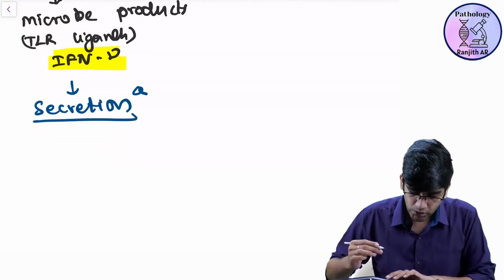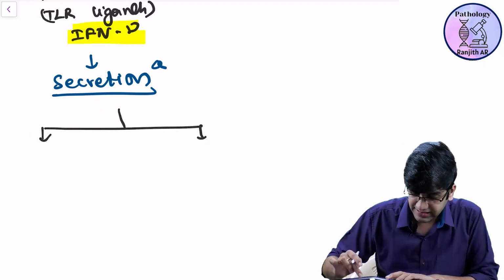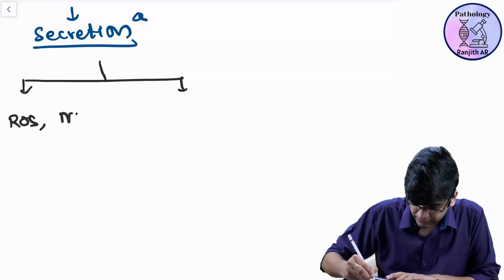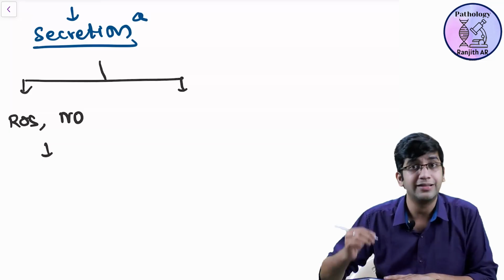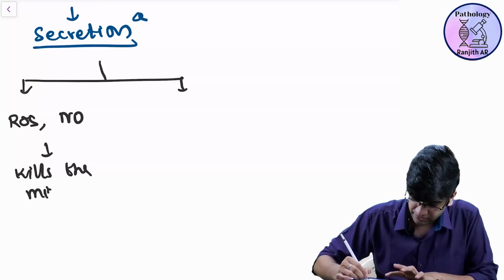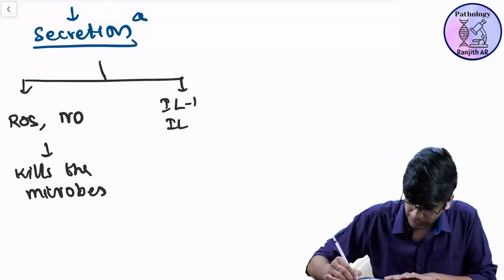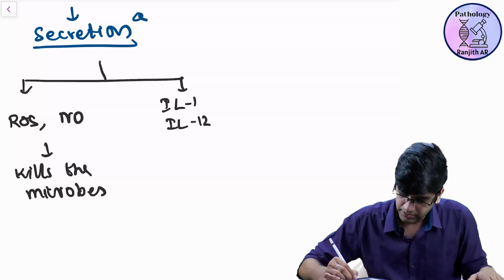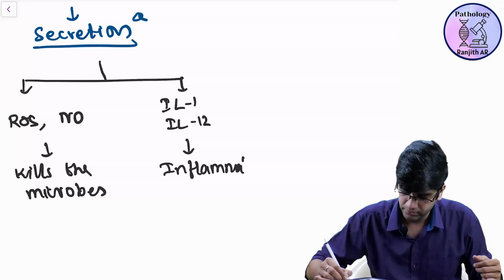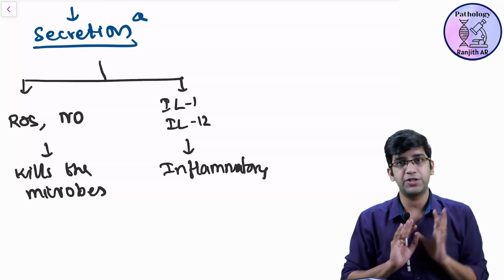So they secrete more interleukins and more reactive oxygen species. These are the things secreted by the M1 activated macrophage. They secrete reactive oxygen species and nitric oxide, which help in killing the microbe, the first thing that caused the activation. It also secretes interleukin 1, interleukin 12, and a few other chemokines, which make sure the inflammation stays for long. It's inflammatory. So in other words, the M1 activated macrophage helps in the chronic inflammation process.